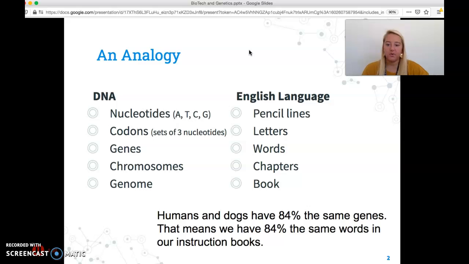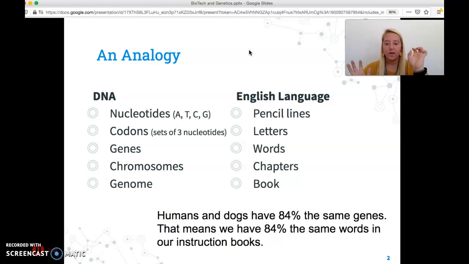DNA is made of nucleotides. We talked about this: A, T, C, and G, which are adenine, thymine, cytosine, and guanine. Those are the building blocks of our DNA. We have a phosphate sugar backbone, but that doesn't matter as much. What does matter is the A, T, C, and G, how they're ordered, and how many of them are on our DNA segments. That's similar in the English language to the little pencil lines when you're writing something.